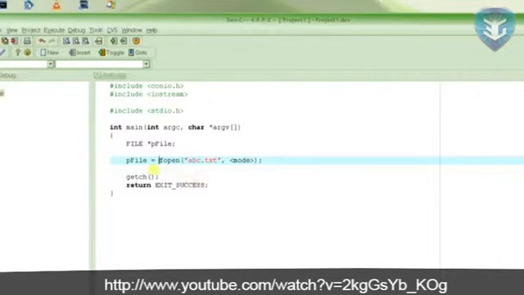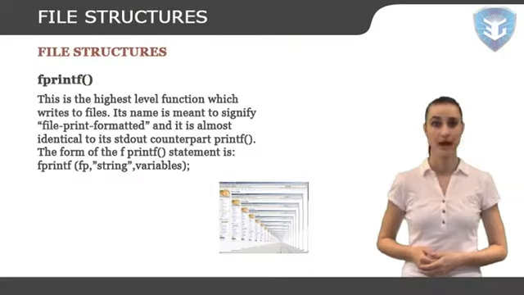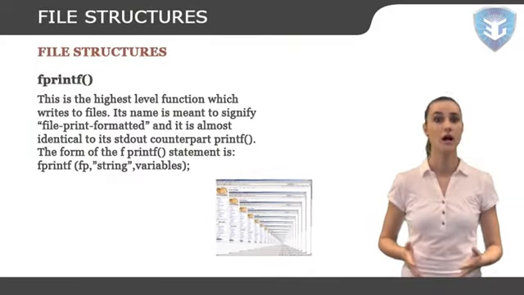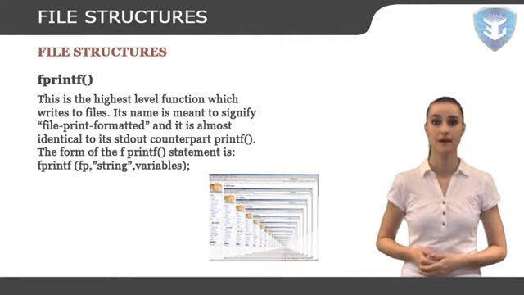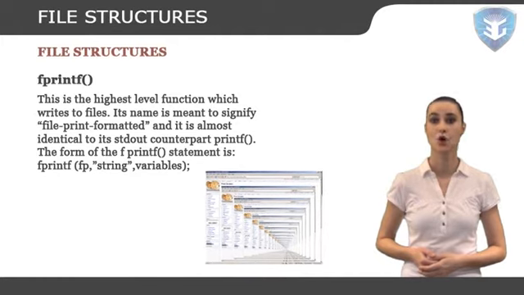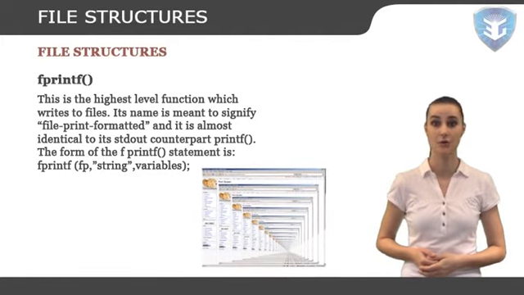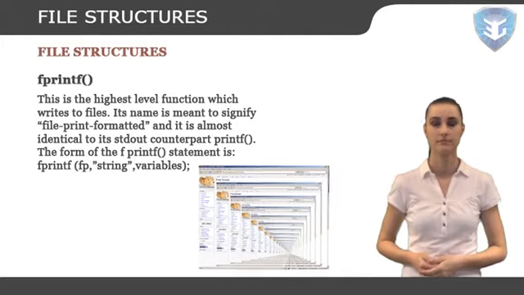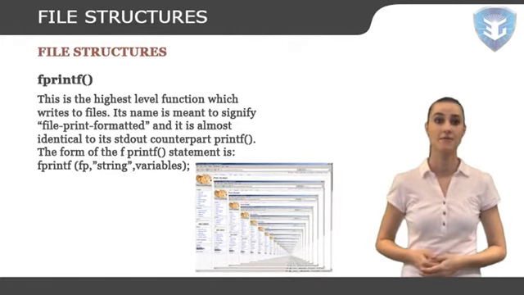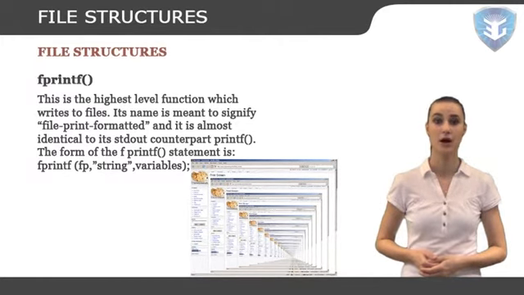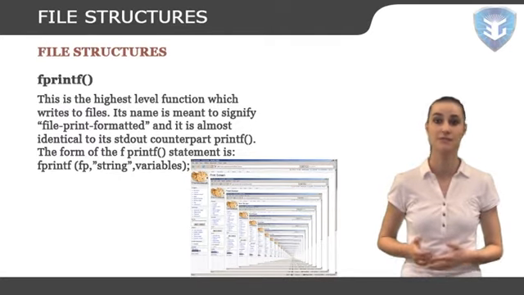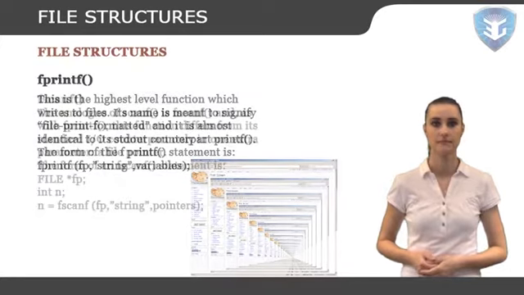That's all we need, because of subsequent calls to fprintf(). This is the highest level function which writes to files. Its name is meant to signify file print formatted, and it is almost identical to its stdout counterpart printf(). The syntax of the fprintf() statement is as shown, where fp is a file pointer, string is a control string which is to be formatted, and the variables are those which are to be substituted into the blank fields of the format string.